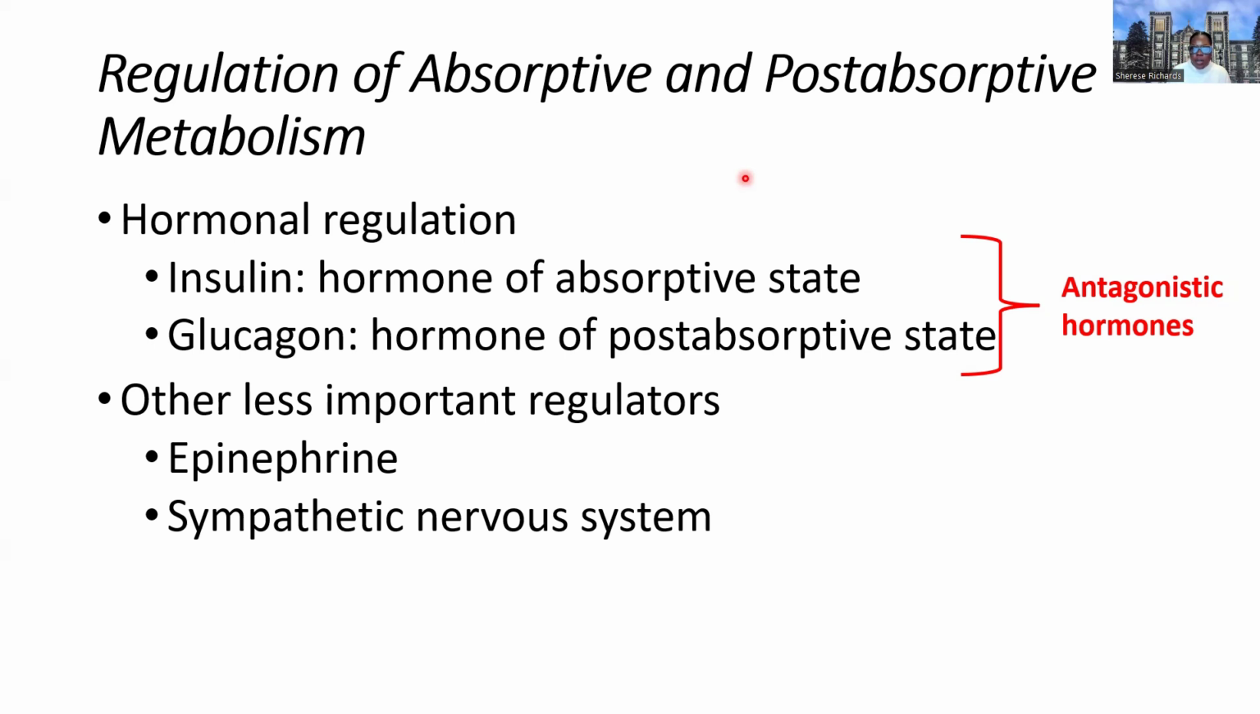Glucagon, on the other hand, is the hormone of the post-absorptive state. So whenever you're devoid of food, your body will have high amounts of glucagon, and that will trigger your metabolic processes to break down glycogen first, then fats, and last resort would be protein. So glucagon is the hormone of the fasted state. Other hormones play a role, such as epinephrine and the sympathetic nervous system. These two can also play a role in the fight or flight response, in the absorptive state, in the post-absorptive state, which is the glucagon state, as we'll see coming up.